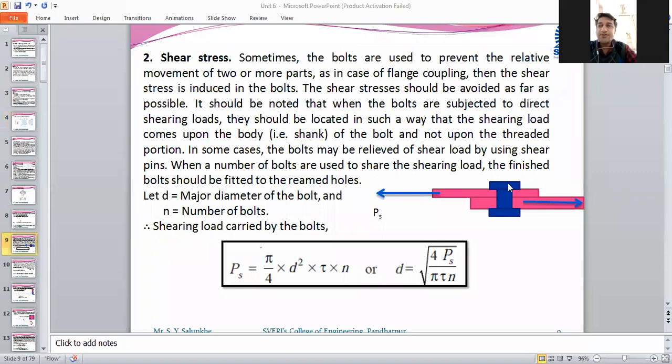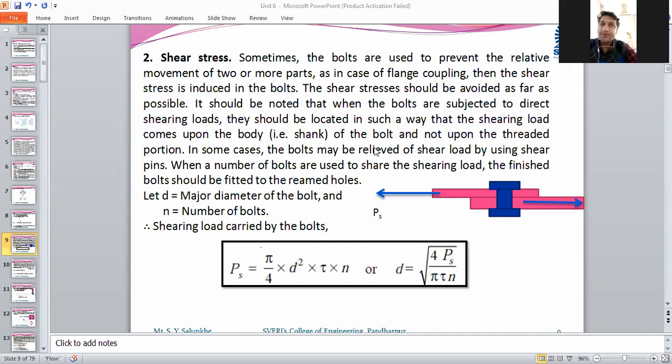Why? Because in the threaded area, stress concentration is more, and we also have to consider the core diameter while designing. But on the shank, if the load is coming, then stress concentration will not affect the shear. So we have to design the nut and bolt in such a way that the shear load comes upon the body, that is, the shank of the bolt, and not upon the threaded portion.